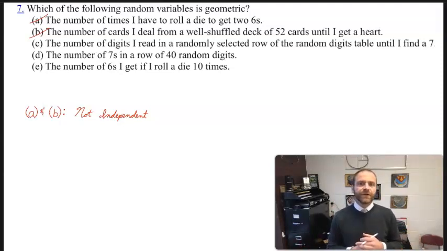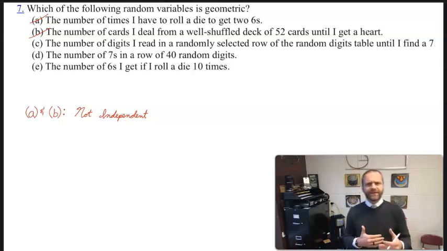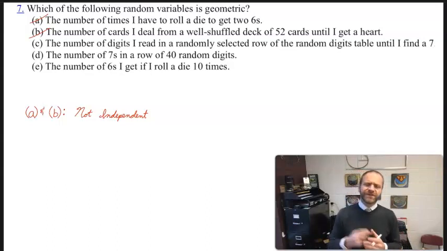The number of 7s in a row of 40 random digits. Hold on. So a number of 7s in a row of 40 random digits. Do you see how that's worded differently? Or even the number of 6s I get for choice E if I roll a die 10 times. Those actually have a restricted number.